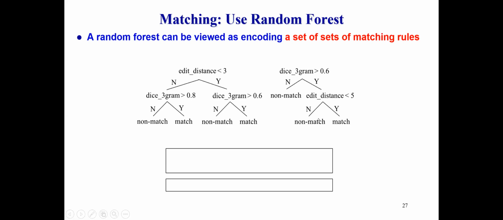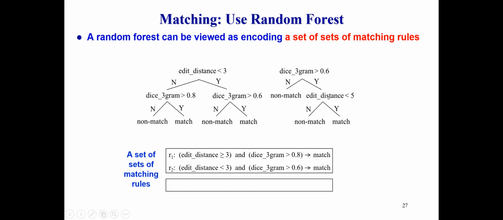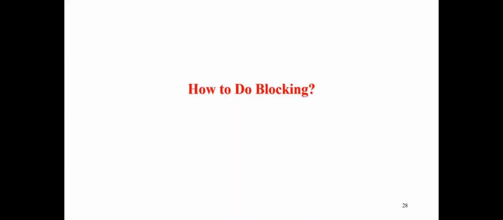Suppose you have this random forest over here with 2 trees, right? Then the first decision tree encodes 2 matching rules as you go from the root to a match node. So you have 2 rules like that, and that will be these 2 down here, right? The second tree encodes 1 matching rule, so that's what you have. So again, a random forest is basically a bunch of matching rules. That is the kind of rule that we use for blocking and matching.